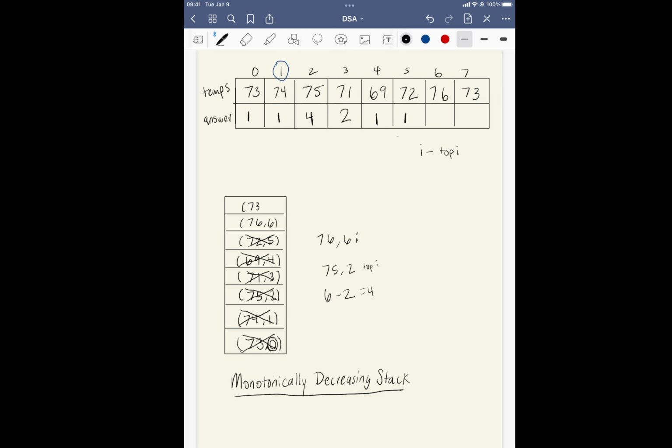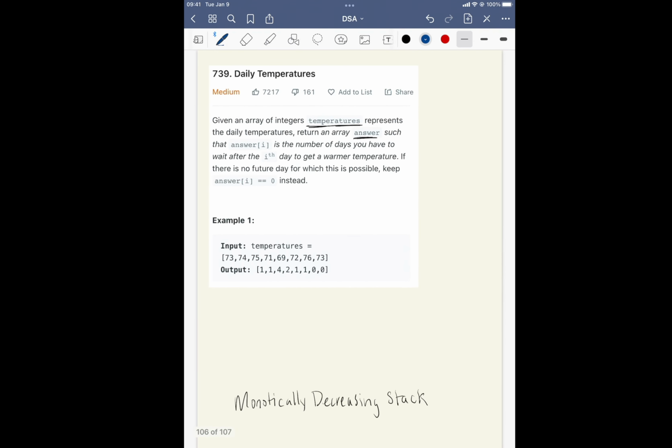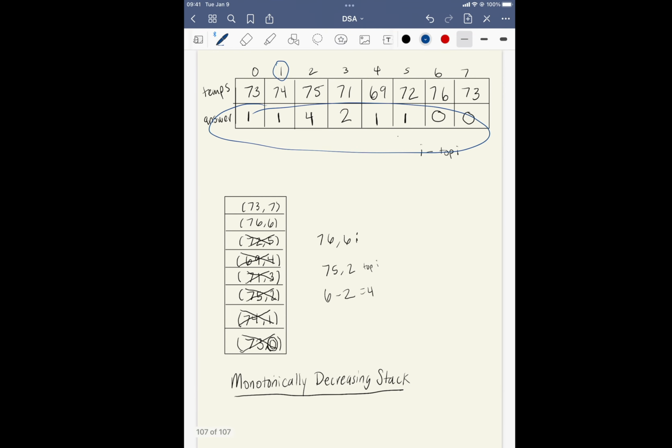We put 73 on the stack because it would be decreasing. And that is the end of our algorithm. So we can't pop anything else off of the stack because we haven't found any higher days, higher temperatures. So when there are no more answers, we just fill this up with 0 and 0. And we can see that this answer is the same as the correct output. And so that is how you do that algorithm.